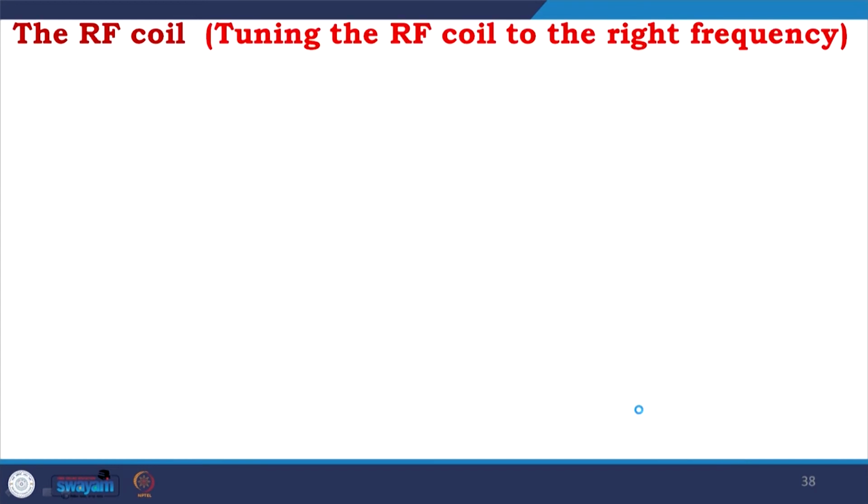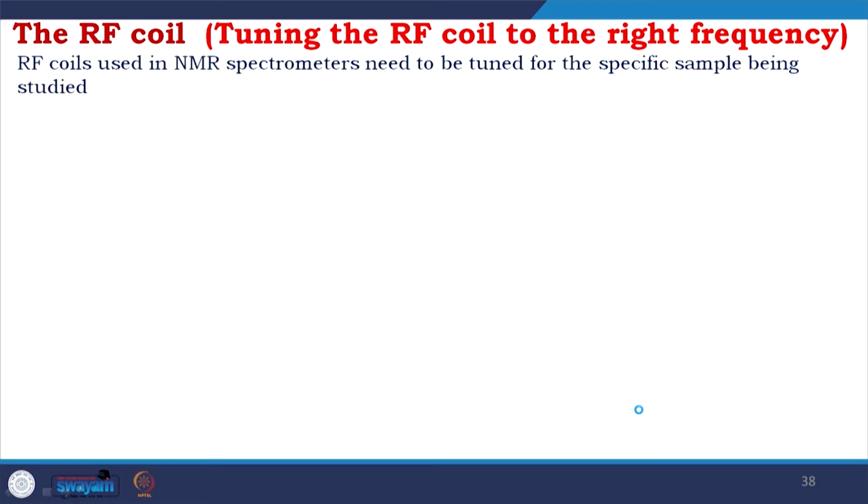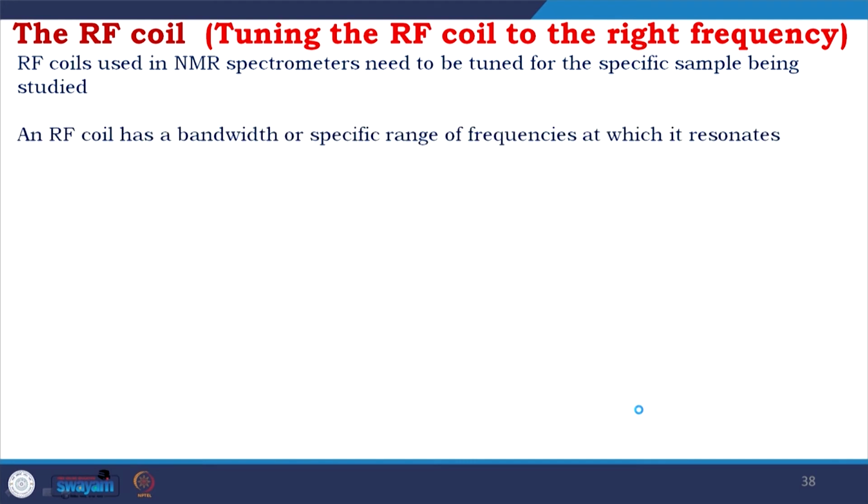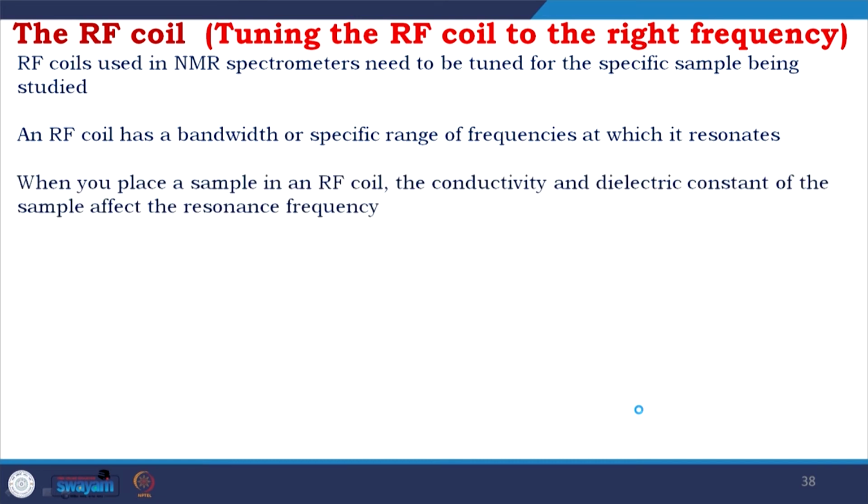The RF coil needs to be tuned to the right frequency. The RF or radio frequency coils used in NMR spectrometers need to be tuned for the specific sample being studied. An RF coil has a bandwidth, or specific range of frequencies at which it resonates, where the resonance happens.